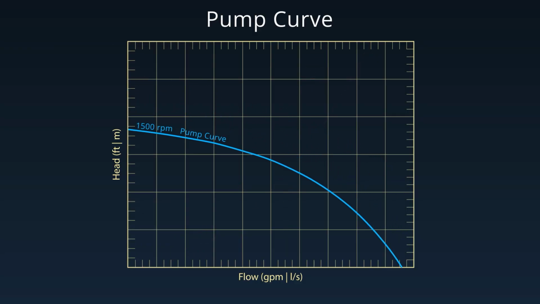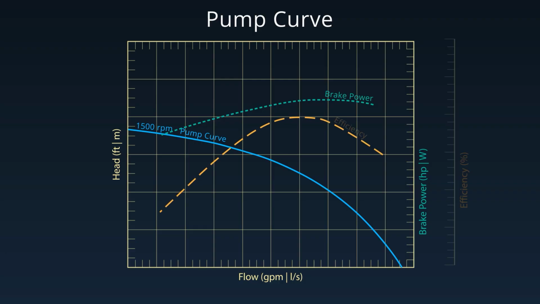On most pump curves, you'll also see additional overlays. Brake horsepower line showing how much power the pump draws at different operating points, and efficiency curve, a smooth line that peaks where the pump operates most efficiently.